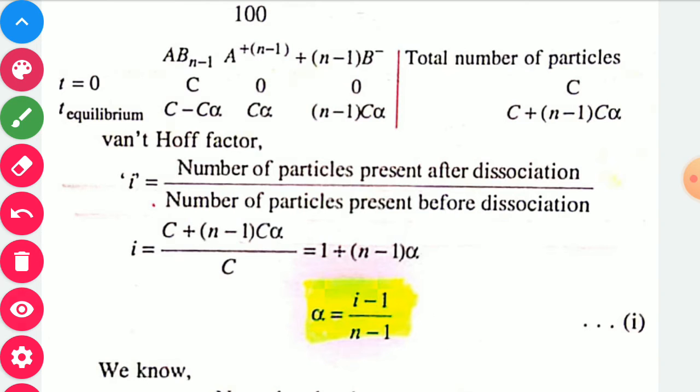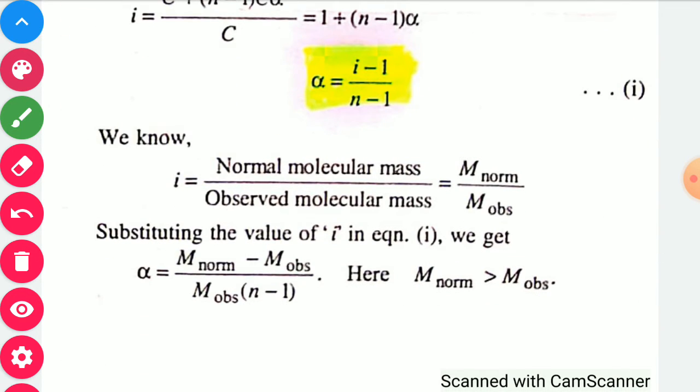As we know, i, that is the Van 't Hoff factor, is equal to normal molecular mass upon observed molecular mass, which is equal to M normal upon M observed. Substituting the value of i in the equation, we get alpha is equal to normal molar mass minus observed molar mass upon observed molar mass into n minus 1. So here M normal is greater than M observed, meaning normal molar mass is greater than observed molar mass.